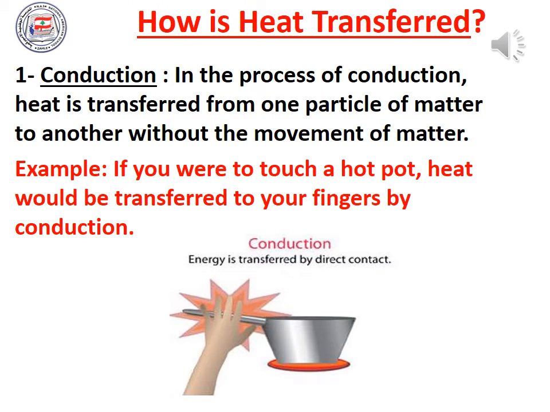The first way in which heat transfers is called conduction. In the process of conduction, heat is transferred from one particle of matter to another without the movement of matter. It is transferred by direct contact. For example, if you were to touch a hot pot, like the one you see in the figure in front of you, heat would be transferred to your fingers by conduction. So heat is transferred without the movement of matter.